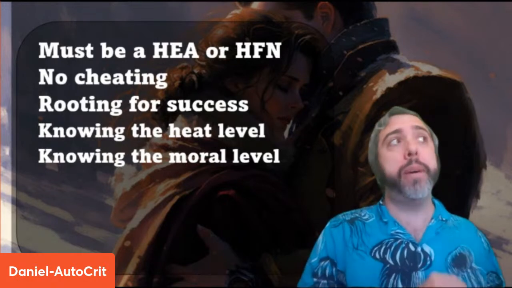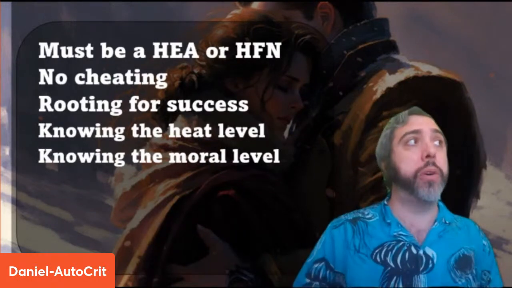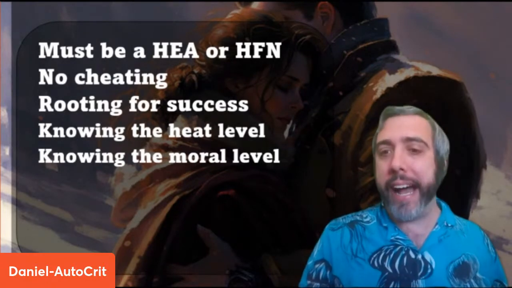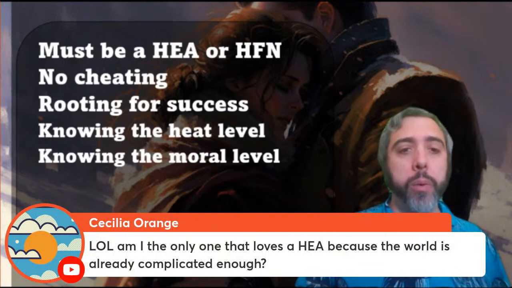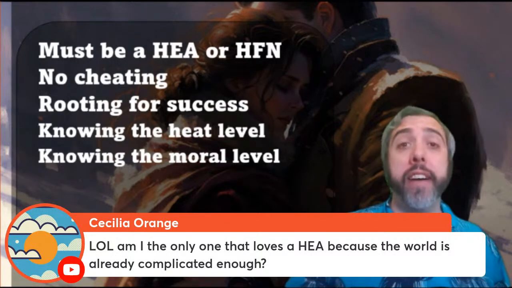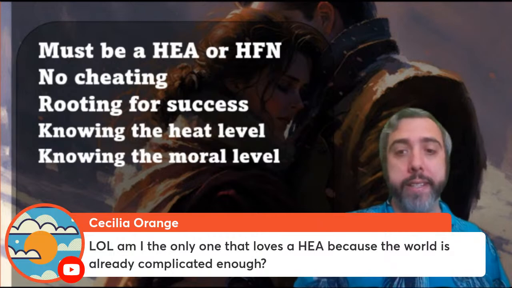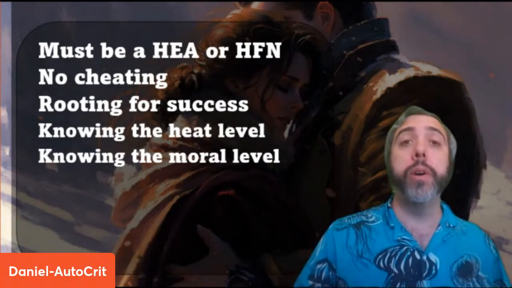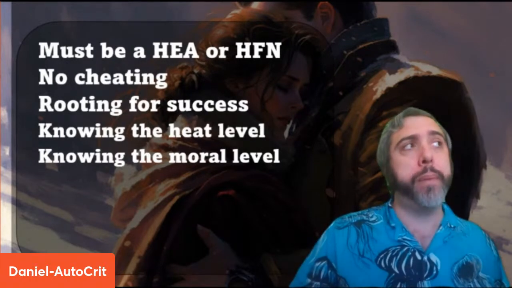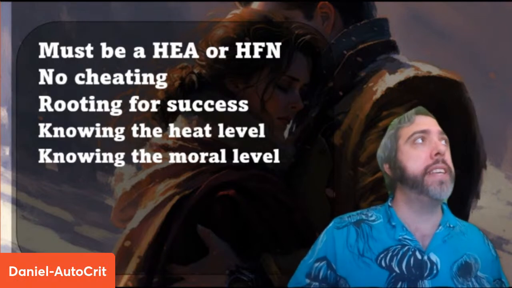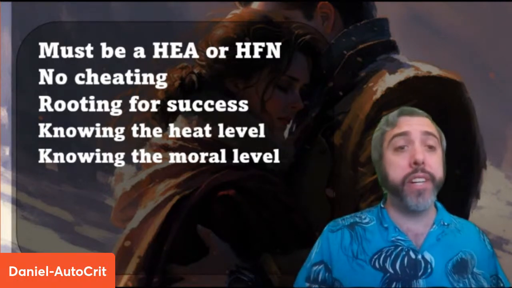So even beyond just the heat level, you have to change the morally gray. You can't go morally gray either. Am I the only one who loves a happily ever after because the world is already complicated enough? No, I love a happily ever after. I have no problem with the traditional romance genre when it is done well, for sure. There is something to a simple story in many ways, moral, black and white, the good guys and the bad guys and all of that. Yeah, that's very nice to see.